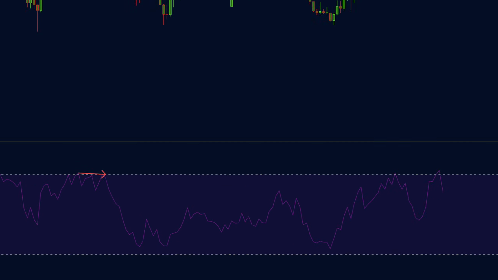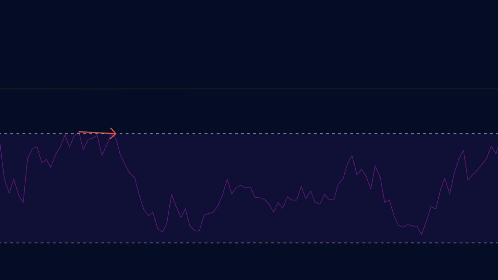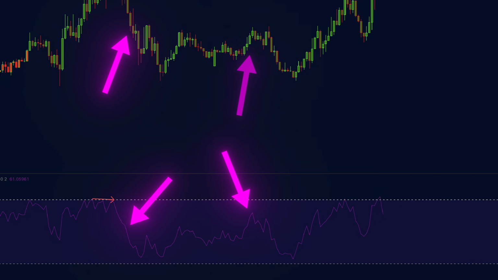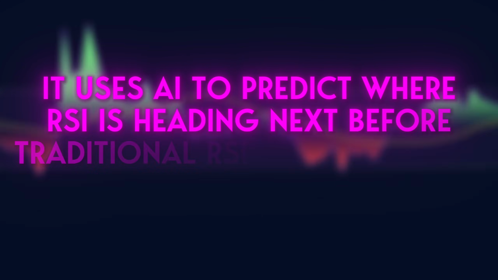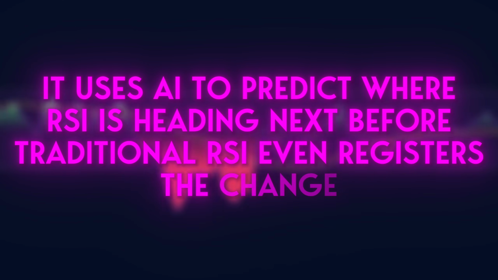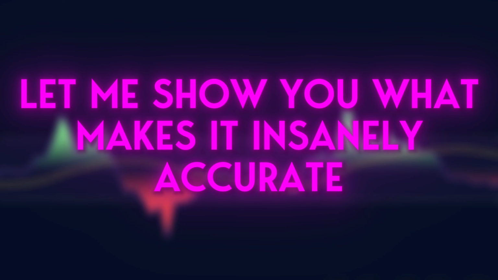Now, this isn't your regular RSI indicator. No, this is much better. Most RSI indicators just follow price movements and tell you what already happened. But this one, it uses AI to predict where RSI is heading next before traditional RSI even registers the change. Let me show you what makes it insanely accurate.